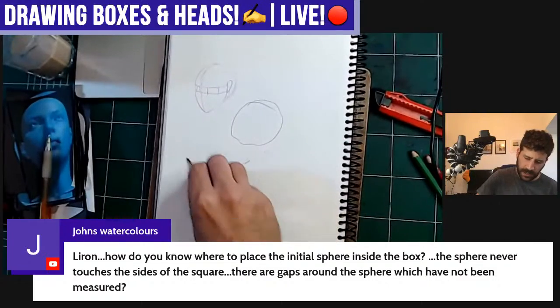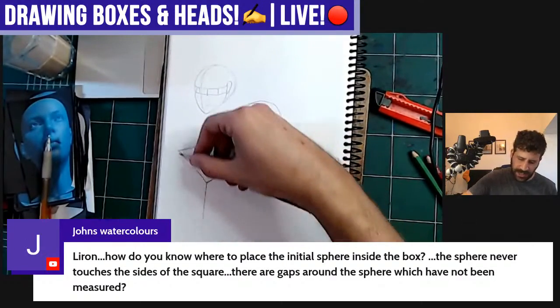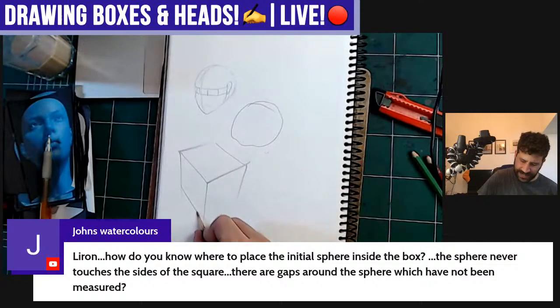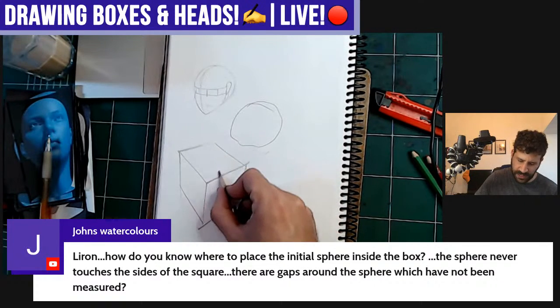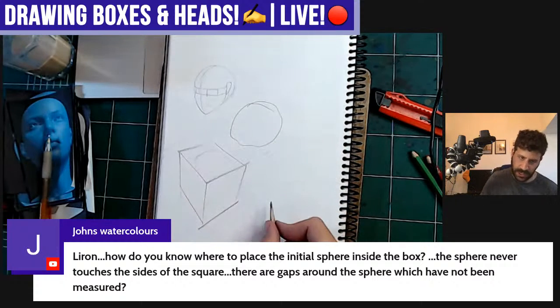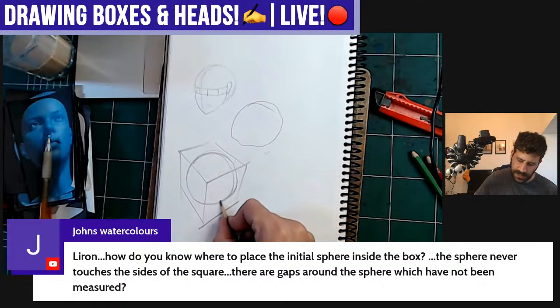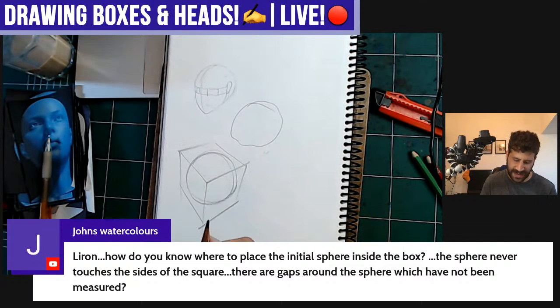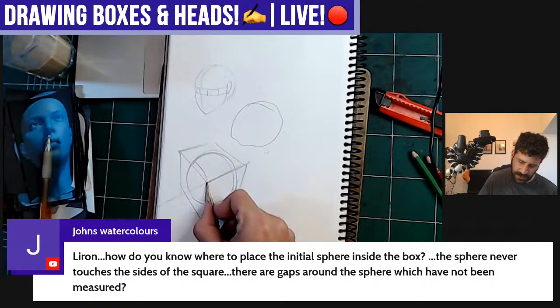So John, the way I treat the cube is more like a grid. Not like a specific place. So if this is my cube, I can put the oval, the sphere, anywhere within it. I can put it here. I can put it here. I can fill it up. And I can make it even bigger than the cube. Here's the important part. The important part is that you understand that the side plane will be perpendicular to this line. So like this.